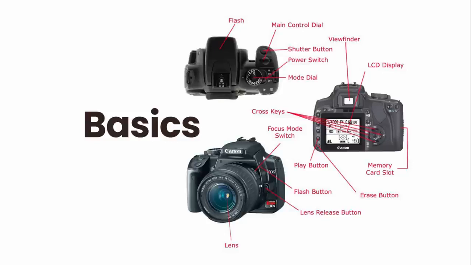Basically, if you are in auto mode and you want additional flash, there is an automatic flash button. If you click here, the flash will open automatically, and whatever photo you click, the flash will fire automatically.